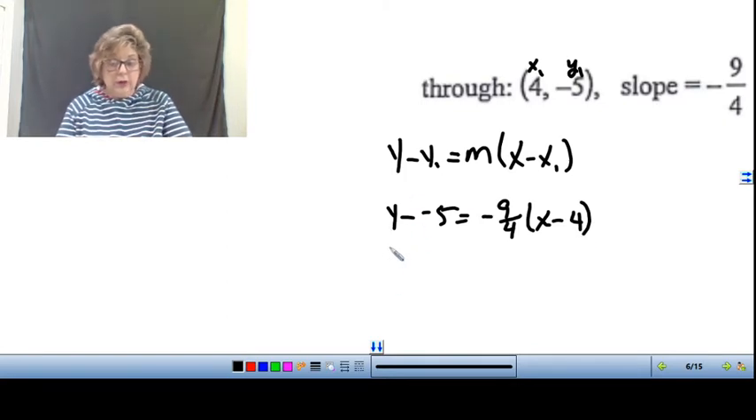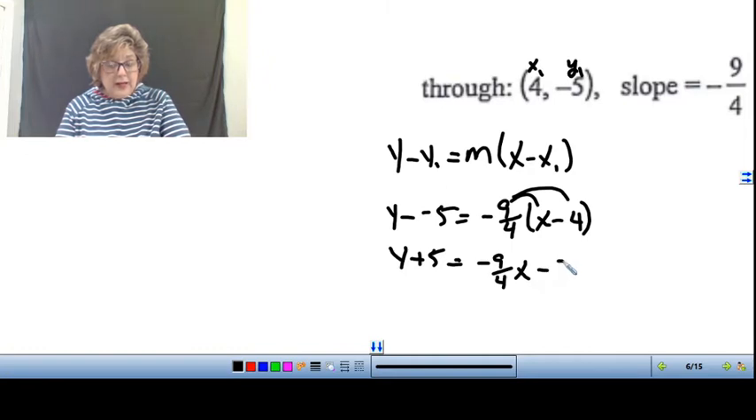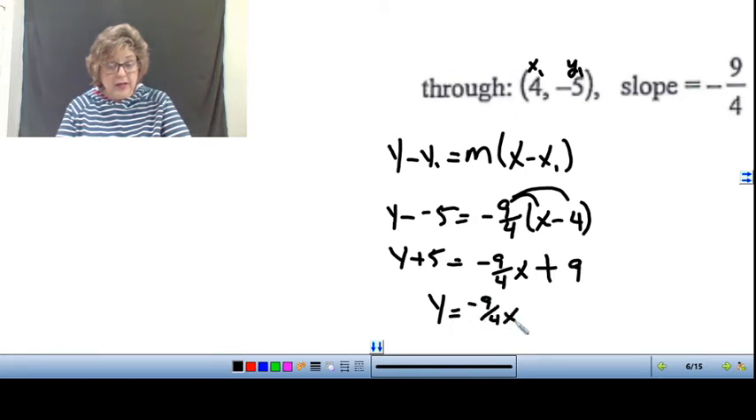Clean this up a little bit. y plus 5, because minus a negative is a positive, so that's y plus 5 equals, now I can do my distributive property, negative 9/4 x minus a negative, and negative 9/4 times 4 is actually negative 9. Now, clean this up again, minus a negative turns out to be plus. So now I can subtract 5 from both sides. y equals negative 9/4 x. Subtract the 5, so plus 4.